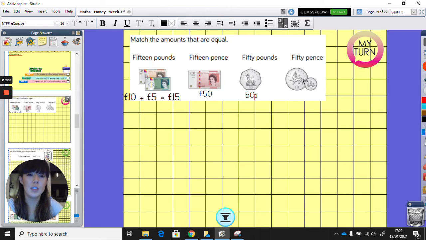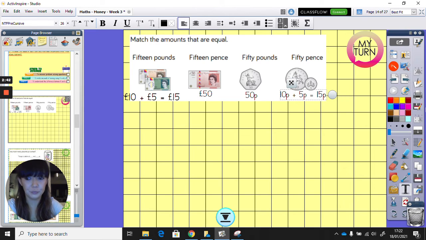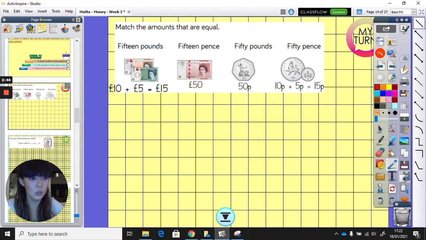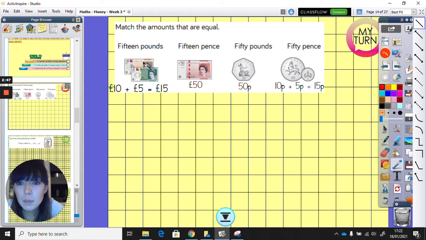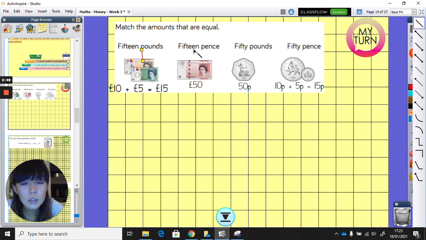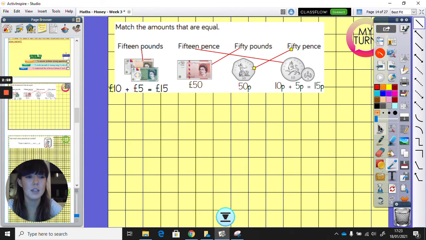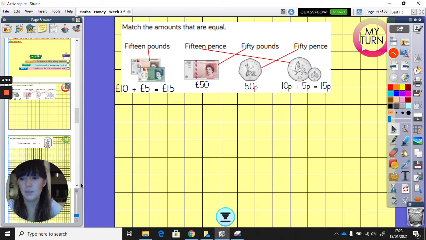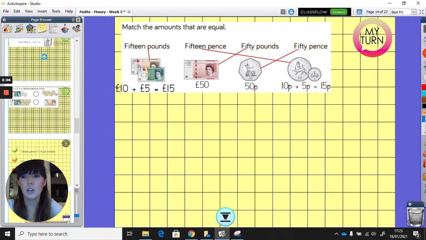And then last of all, we've got a 10p and a 5p. So 10p plus 5p equals 15p. Therefore, you can now match up the correct ones. We've got £15 there, 15 pence there, £50 there, and 50 pence there. That's basically trying to work out whether you understand the difference between pounds and pence. So let's all have a go together.